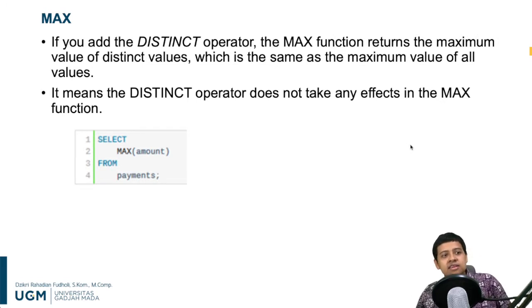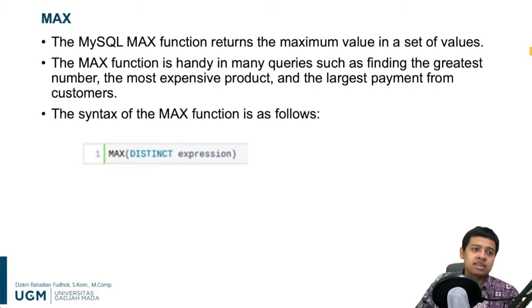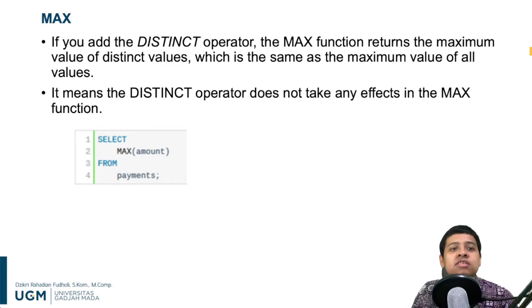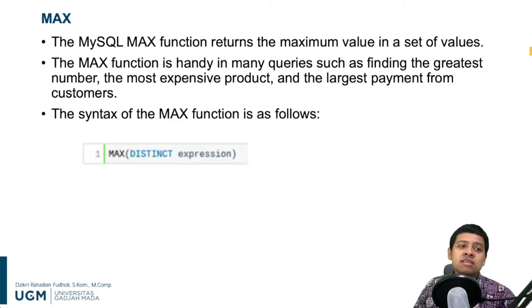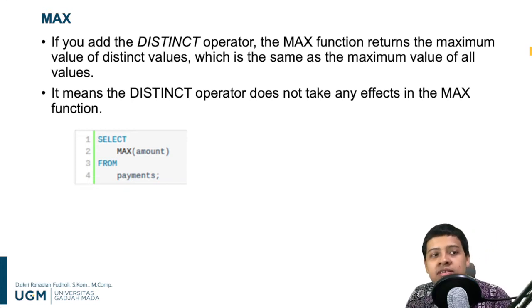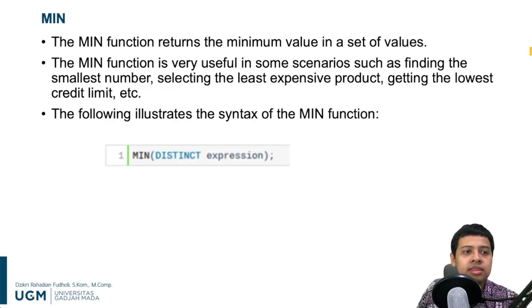If you add the distinct operator, just like this one, the max function returns the maximum value of the distinct values, which is the same as the maximum value of all. So the distinct over here doesn't do anything. It's just like this one, very simple: select max from table. I'm sorry for the slide.